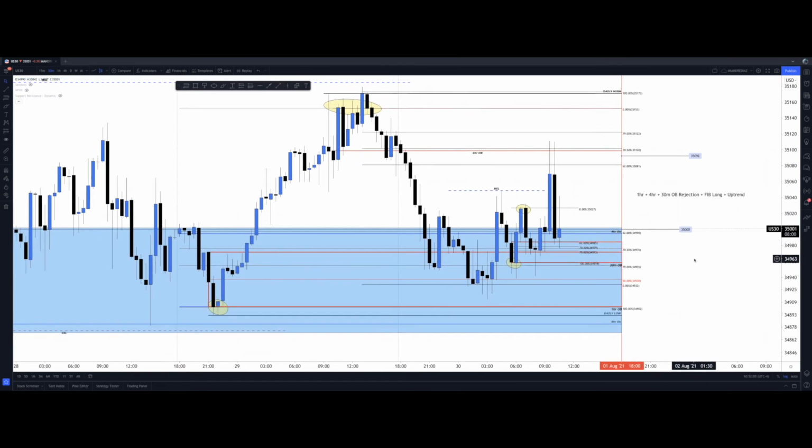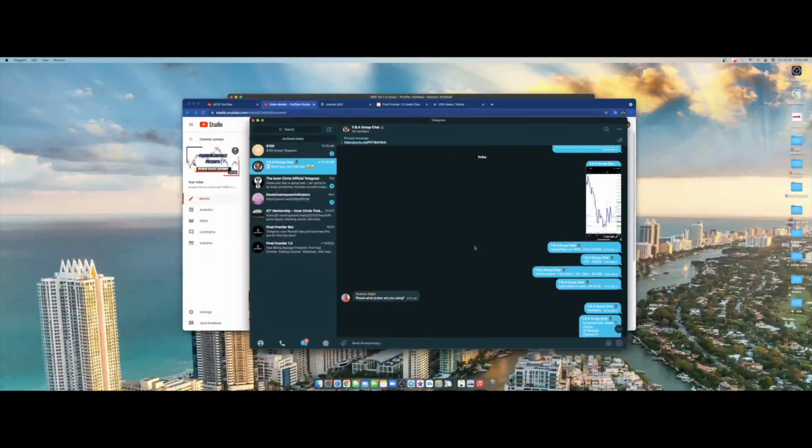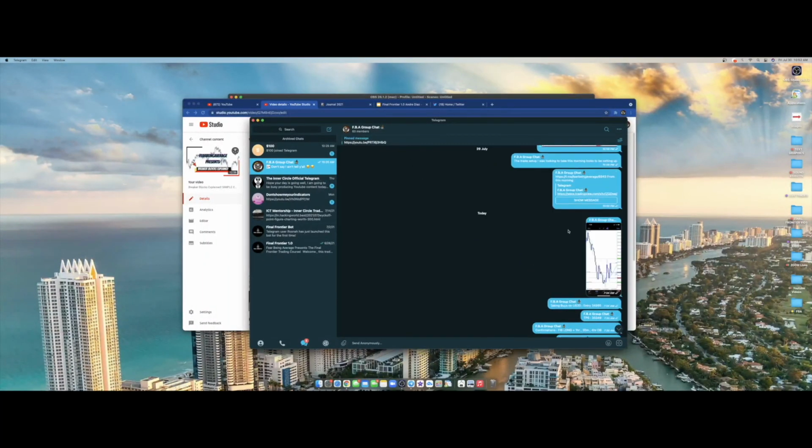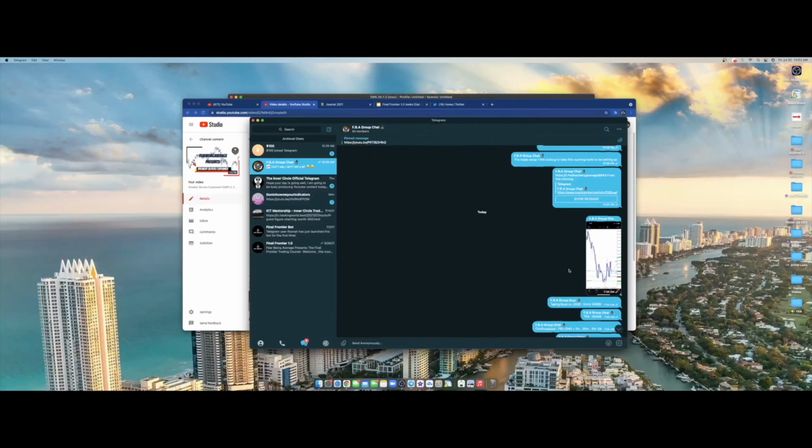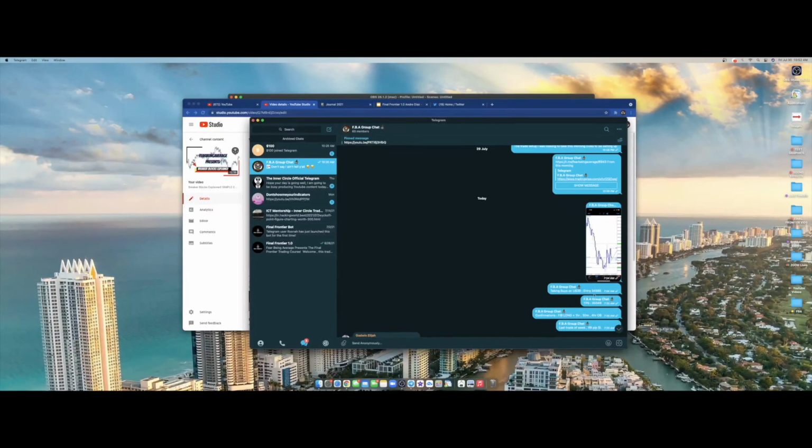So this is the trade that I took today. And as you can see in my Telegram, I'm going to show you guys everything that I was telling them. So as you can see right here, this is when I got into my trade. Stop loss 50 pips. Had the same confirmations. Pulled the fib. Was looking to target these highs. Right here, taking buys. Entry 34,985.